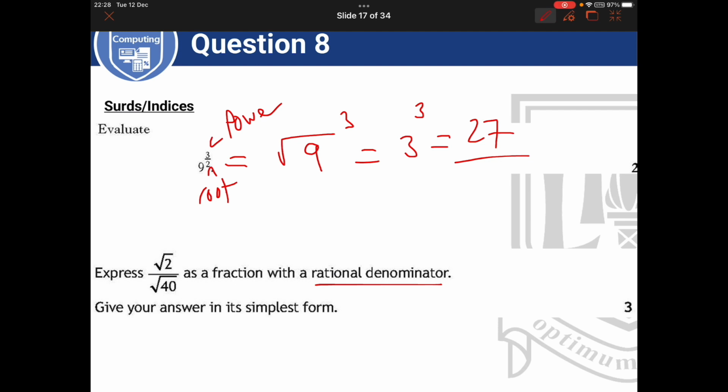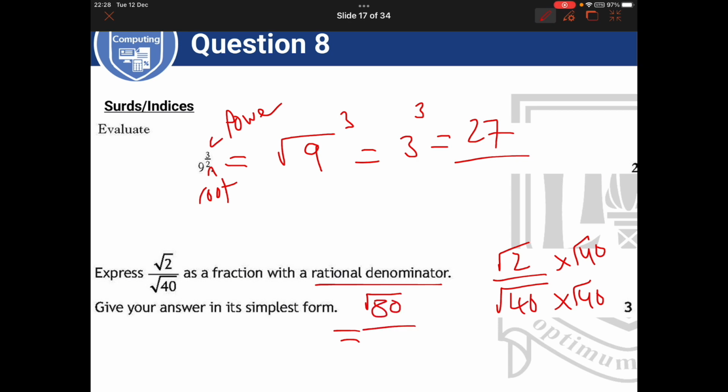So the easiest way to do that, and the best way to pick up marks here, is to say, okay, to get rid of the root on the bottom, all we do is multiply by a special version of the number 1, I suppose, but it's the root that's on the bottom of the fraction. So times them by root 40 on the bottom, and also times them by root 40 on the top. What's that going to give me on top? Well, root 20 times root 40 on the top is root 80.